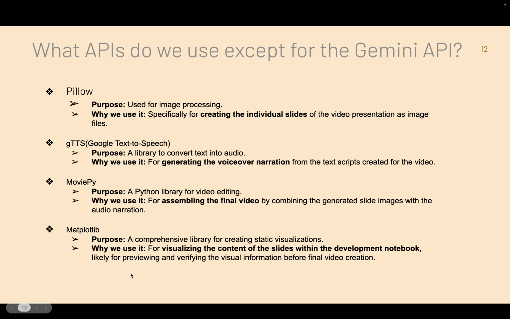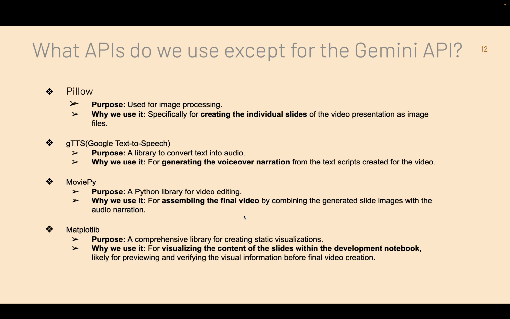Now, what APIs or tools do we use except for the Gemini API? We use Pillow to make the slides, I already told. The Google text-to-speech for the narration. MoviePy, it's a Python library so that we can dynamically make videos in Python. We'll put it all together. Matplotlib, we will use it only in the development notebook so that we can see the slides well to control them.